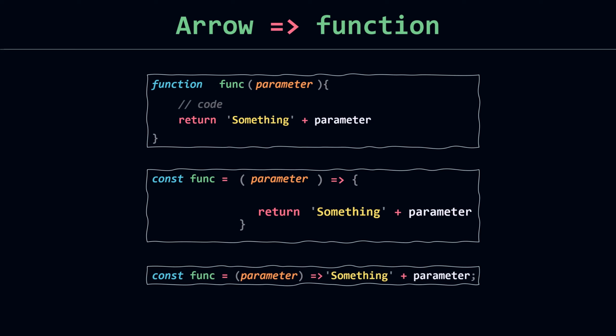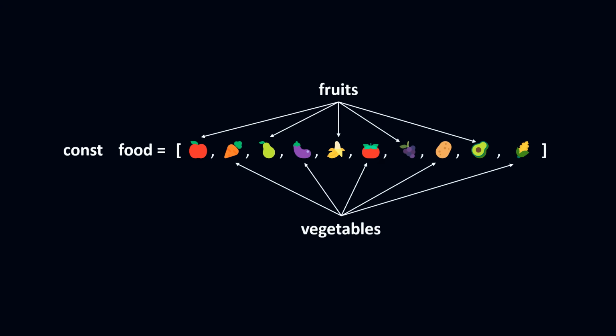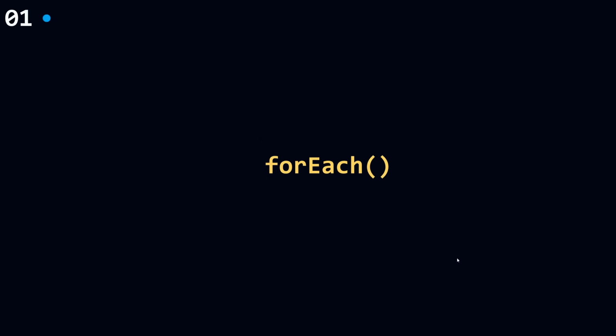And now for most of the methods, to cover them, I'm going to use an array called food, which has some fruits and some vegetables. Well, without further ado, let's go and talk about the first method, which is the famous forEach.